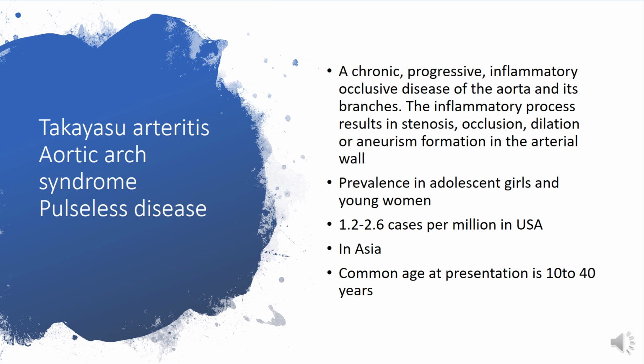Takayasu arteritis, or aortic arch syndrome, or pulseless disease, is a chronic, progressive, inflammatory, occlusive disease of the aorta and its branches. The inflammatory process results in stenosis, occlusion, dilation or aneurysm formation in the arterial wall. Women are affected in 80 to 90% of cases, with an age of onset that is usually between 10 and 40 years. It has a worldwide distribution, but the greatest prevalence is in Asia.